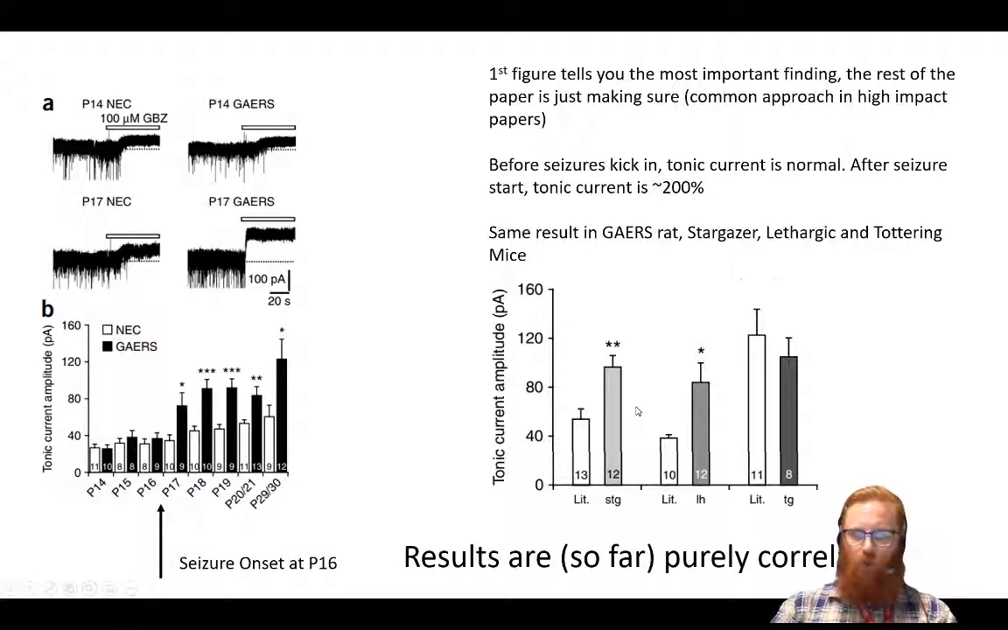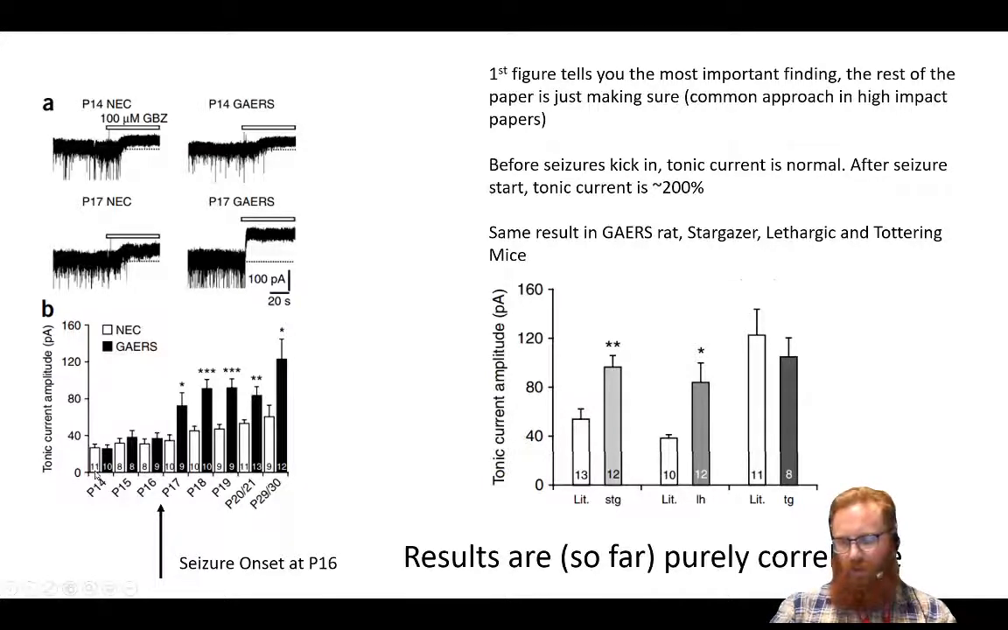And this is the first figure, and in a sort of a common approach in high impact papers, this is really the most important figure in the whole paper, right? And what it shows here is the magnitude of the tonic current by age of the animal. So P14, the animal's 14 days old, and you can see that the NEC is the non-epileptic control, so it's the appropriate control for the GAERS rat.